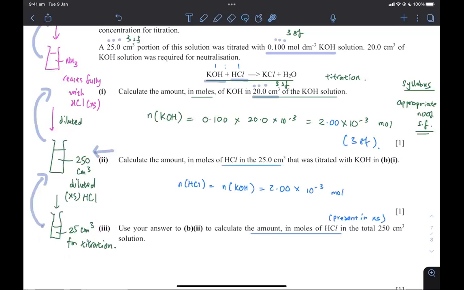All right, so how do you work out the mole of the HCl in here? You are starting from here. How do you work out the mole of the HCl in here? This information is for this one here, but you want the mole of HCl in here. What do you do? Use your answer to B part 2, right?